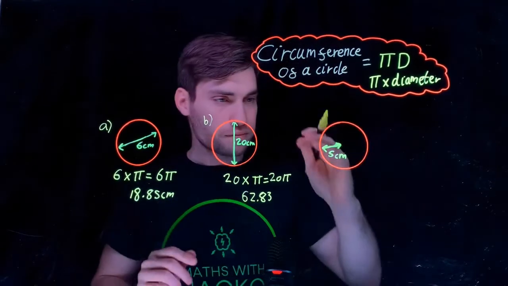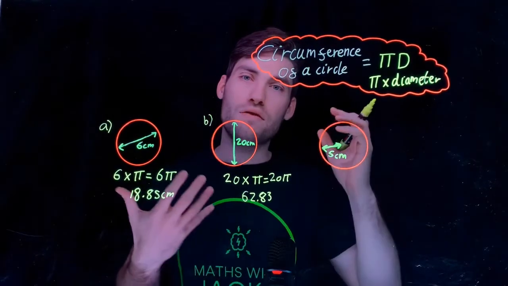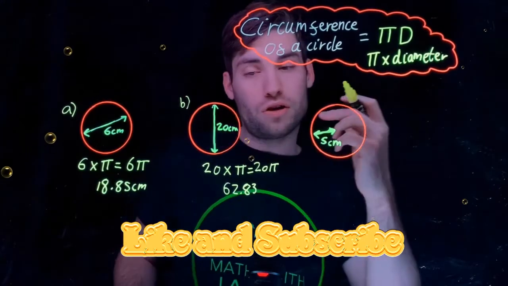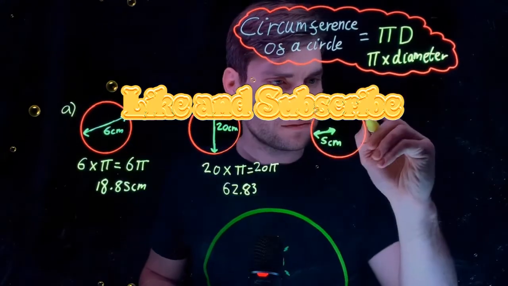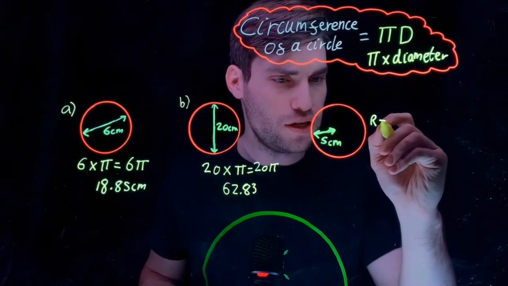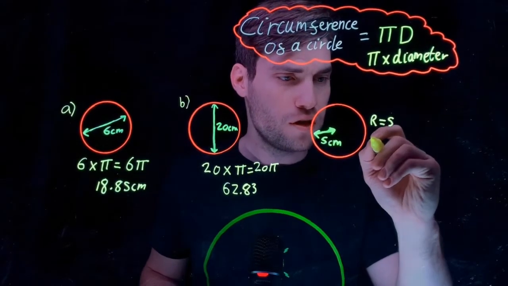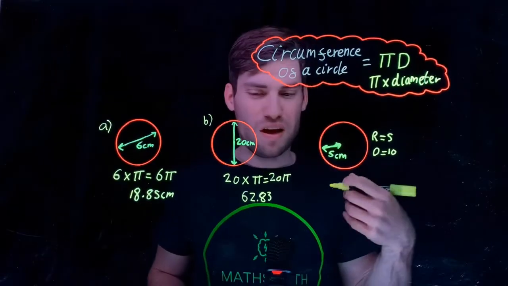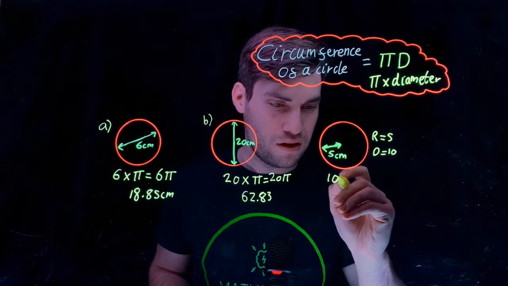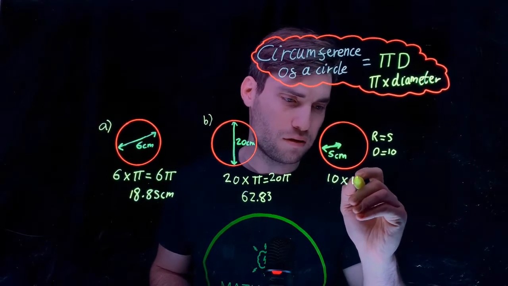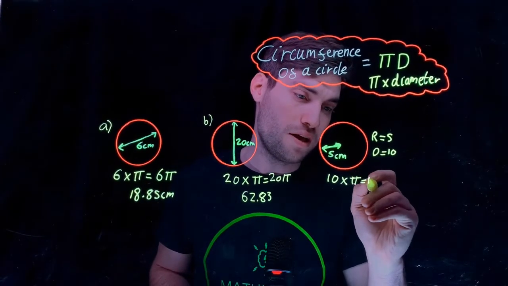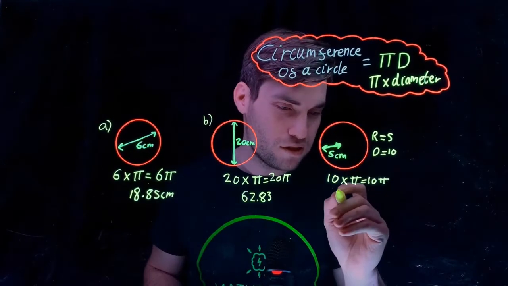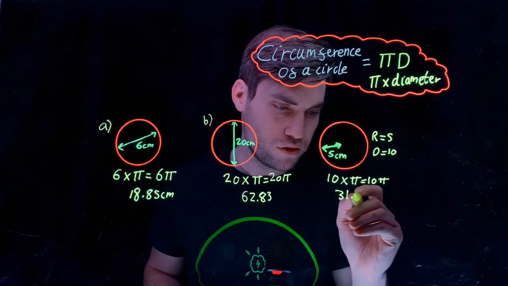Right, this time, instead of the diameter, you are given the radius now, and radius is half the diameter. So this time you've got to double it to get the diameter. So at the minute, you know the radius equals 5, so the diameter would equal 10, okay? And then you just go 10 multiplied by pi, which equals 10 pi, and then to 2 decimal places, the answer will be 31.42.